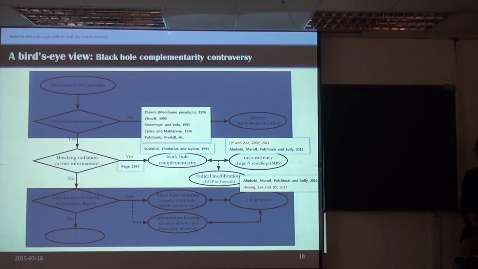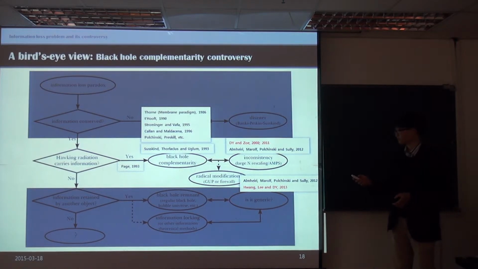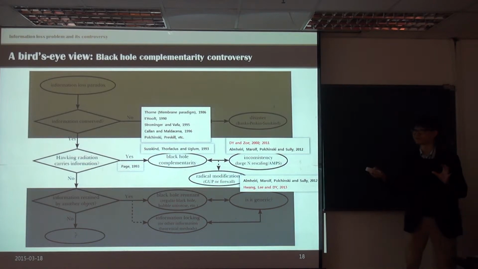I'm sorry, what's the essence of the black hole complementarity picture? Yes, maybe if time permits, then I want to say. Okay.